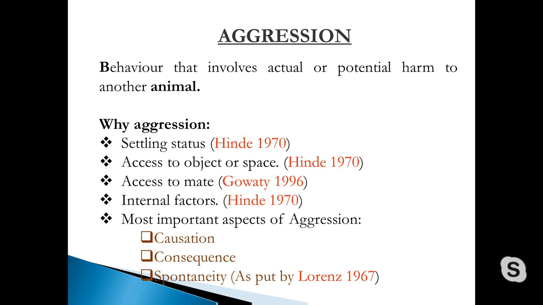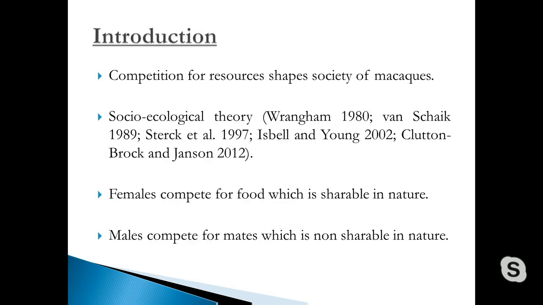So, I would like to first introduce what competition is, because competition is the underpinning of aggression in any society, not only macaques but many primates and other animals as well. This is largely based on socio-ecological theory, which was first put forward by Wrangham, and it has gone through many iterations and reiterations. A lot of discussions have been going on about that. Many people have also tried to discard it.